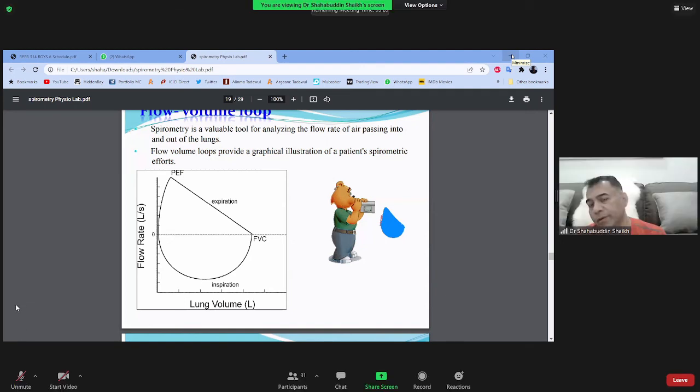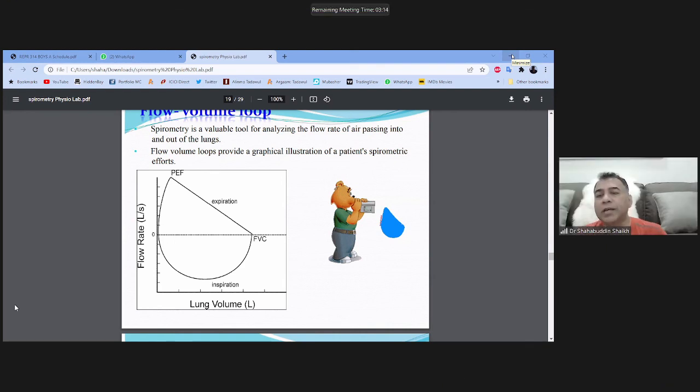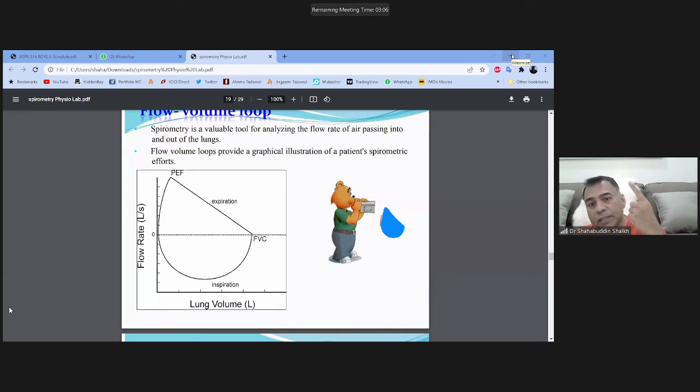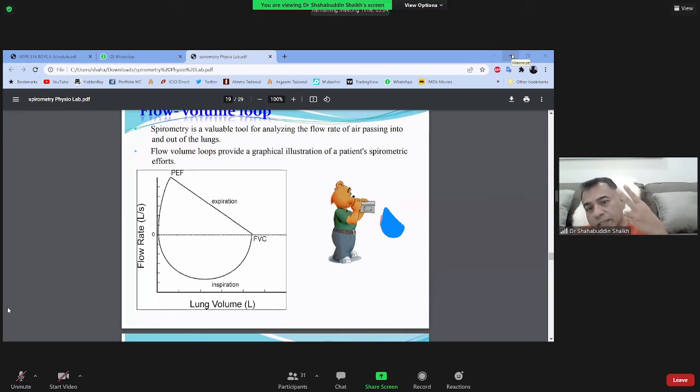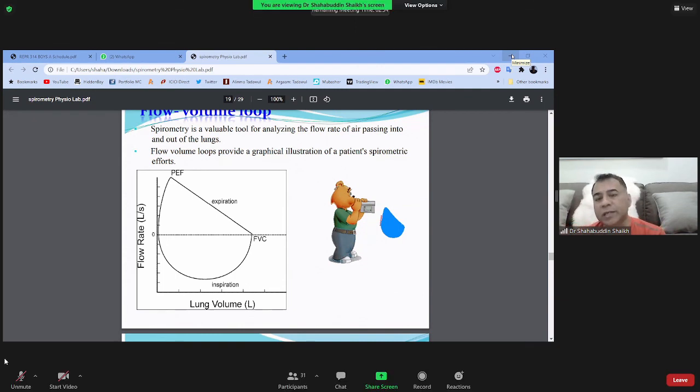The second station will be a case history. In this case history, some information will be given in a table form about a patient. The information will be FVC of that person, FEV1 of that person, and FEV1/FVC ratio of that person. The predicted value will also be given, and the percentage of predicted will also be given.